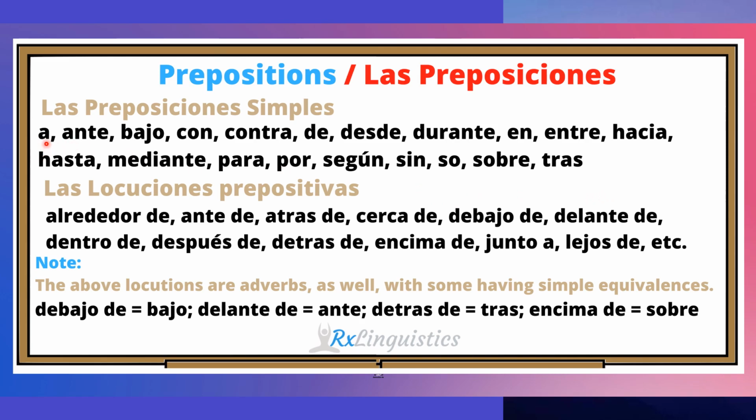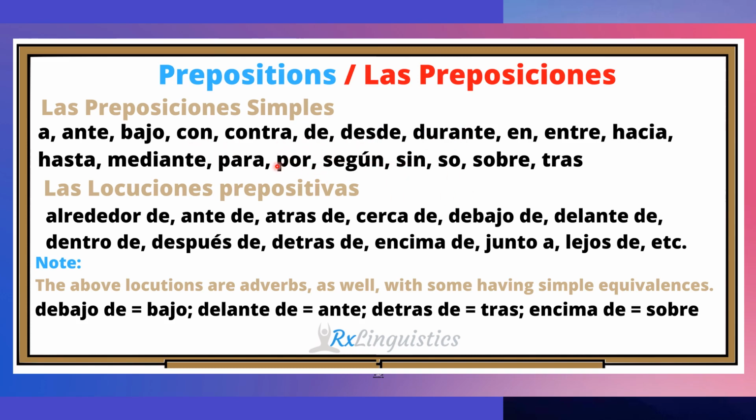So here we have a. It has different meanings. Sometimes if I say vamos al hospital, it means direction. But in other contexts it has a different meaning. Ante is before, bajo is below, con is with, contra is against, de is of, desde is from, durante is during, and so on and so forth. It's good to review them.